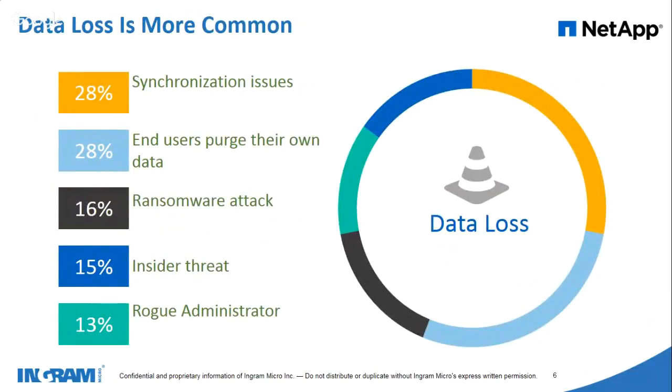Another statistic talking about data loss: we have seen synchronization issues. I'm sure most of you have faced this. People who are syncing files to Office 365 or using Outlook to connect to Office 365 do face synchronization issues. There are times when the data is accidentally deleted on one side and the data also gets deleted on the source, right? So this becomes a very big issue and can cause a lot of problems for a company. End users purge their own data.